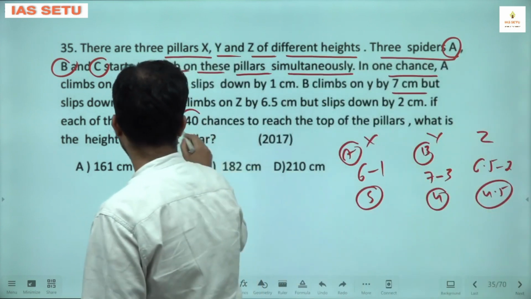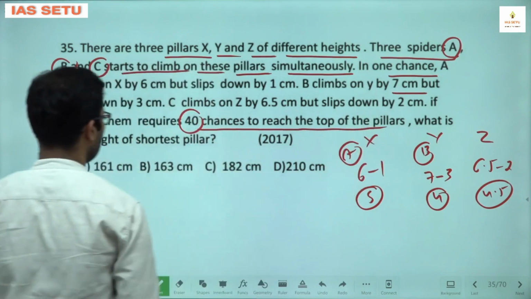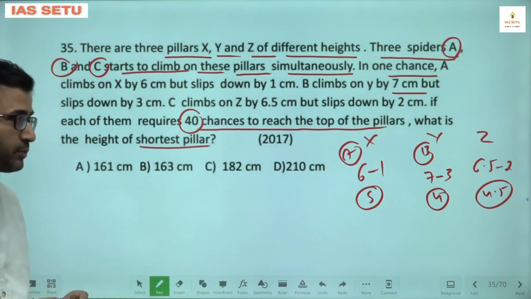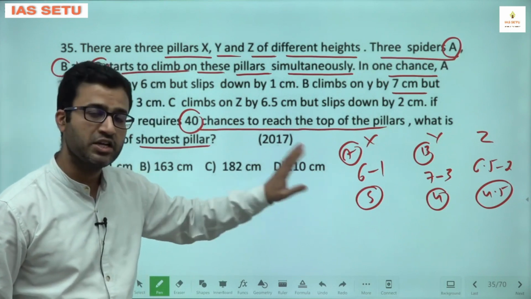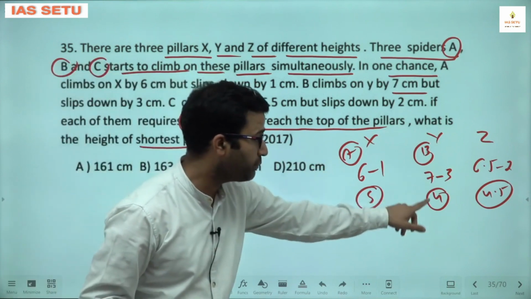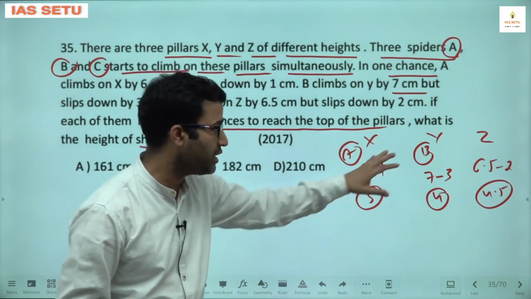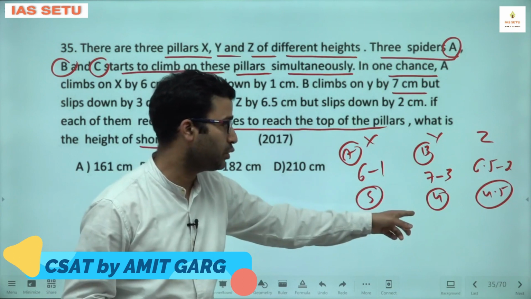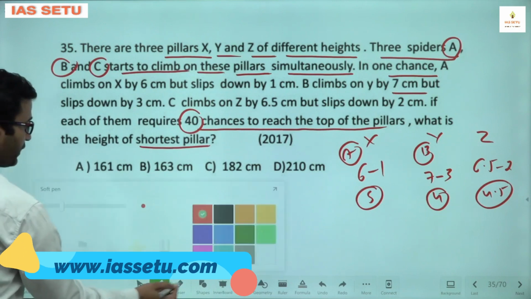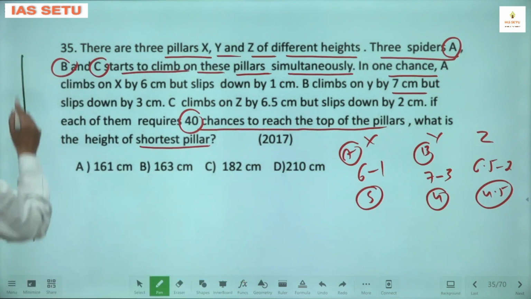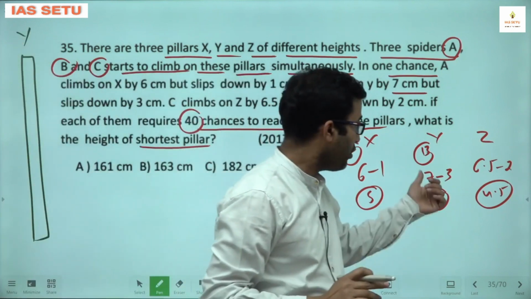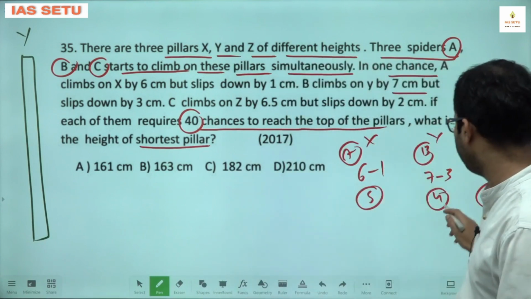If each of them requires 40 chances to reach the top of the pillar, what is the height of the shortest pillar? So one catch here, shortest pillar: every chance A effectively climbs 5 centimeter, B 4 centimeter, C 4.5. So on its face it seems pillar Y may be the shortest because B is effectively climbing only 4 centimeter. So this is pillar Y, and spider B is climbing 7, slipping down 3, effectively 4.